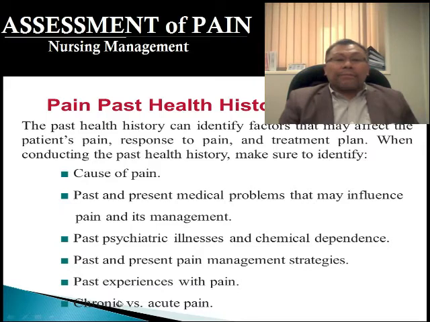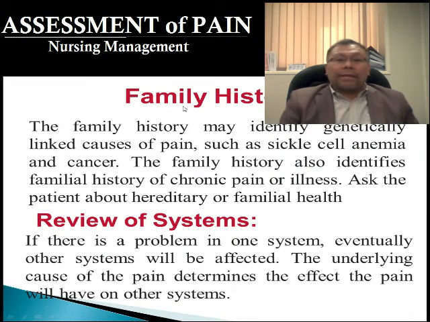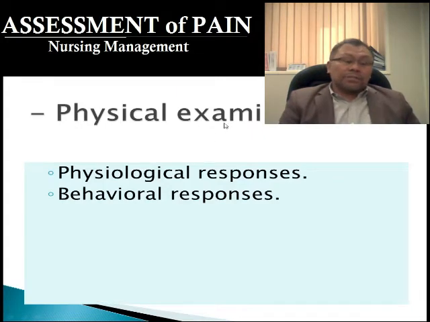So family history, you are going to find out whether this family has sickle cell anemia or any cancers, because with this particular disease, the patient is constantly suffering from pain. So you are going to review the systems, because when one system is being affected, it will evolve, and then it will influence other systems. So you are going to do physical examinations by observing. Now, in the last discussions we have enumerated what are the physiological responses and what are the behavioral responses.